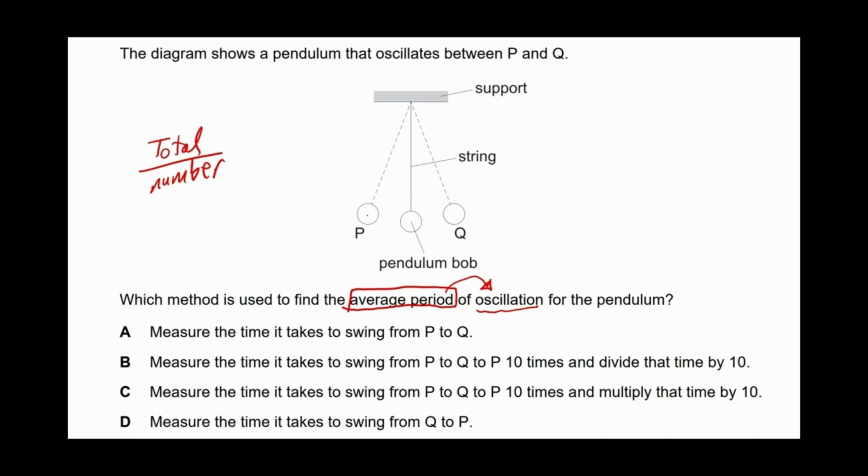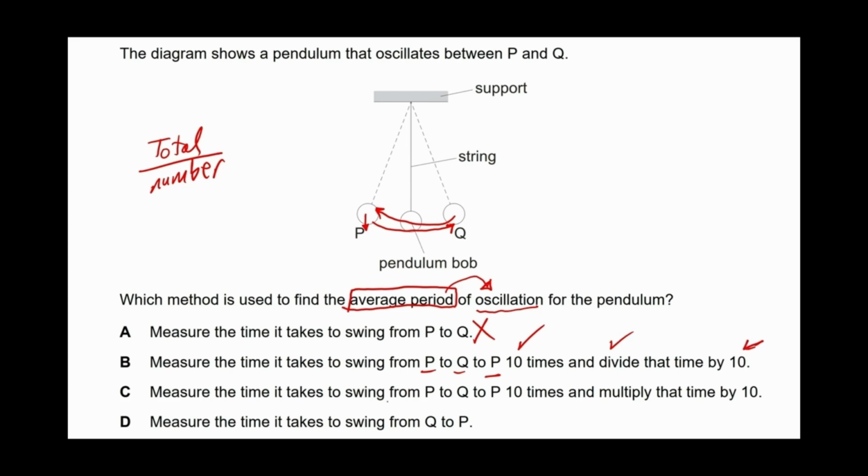Look here. Oscillation, if we start with P, it has to go from P to Q and back to P. Measure the time it takes to swing from P to Q? No, because it is not an oscillation. And to get the average, we need to get the time of a number of oscillations, and divide the total time by this number. Measure the time it takes to swing from P to Q and back to P. Good. This is one oscillation. 10 times. Brilliant. And divide that time by 10.